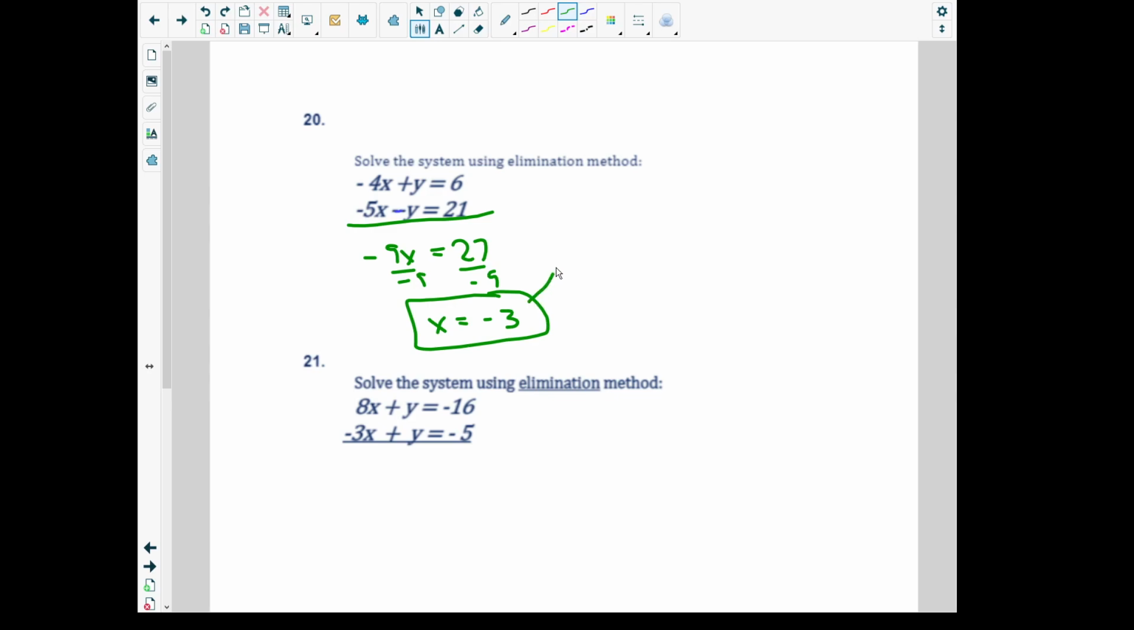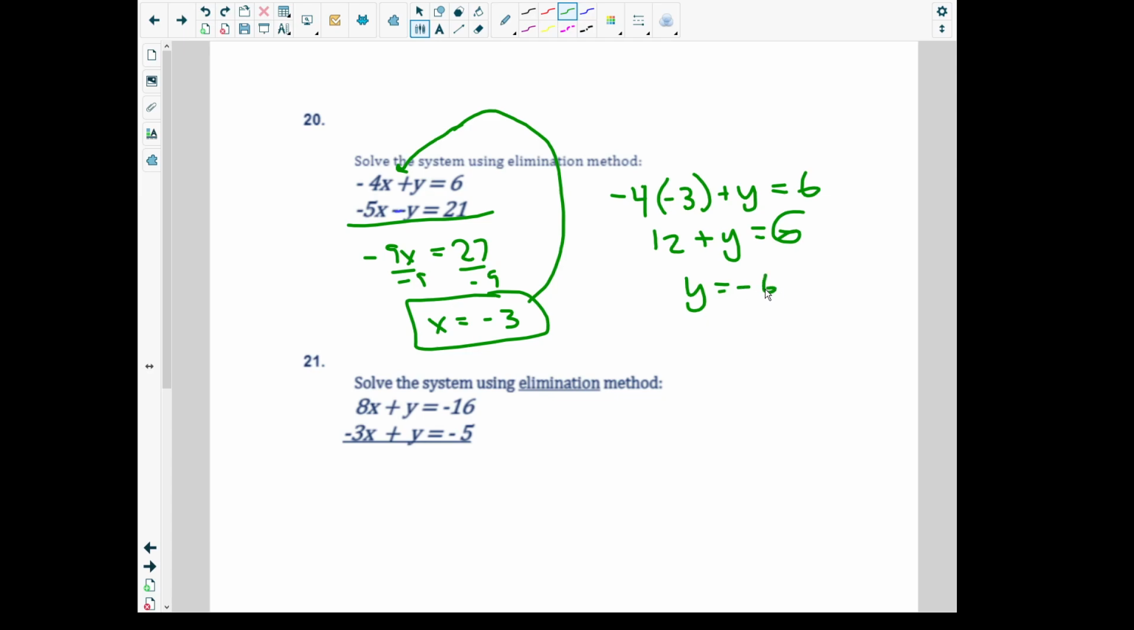Now to get y, I'm going to plug this back into either equation, probably the top one here. So I'm going to get negative 4x. I'm sorry. I'm going to plug it in for x. I keep doing this. So it is negative 4 times negative 3 plus y equals 6. Okay, and that's going to be 12 plus y equals 6. I'm going to subtract 12 from both sides, so y equals negative 6. Final answer is, of course, a point, so make sure you write it as a point. There it is. That is the intersection point of those two lines.